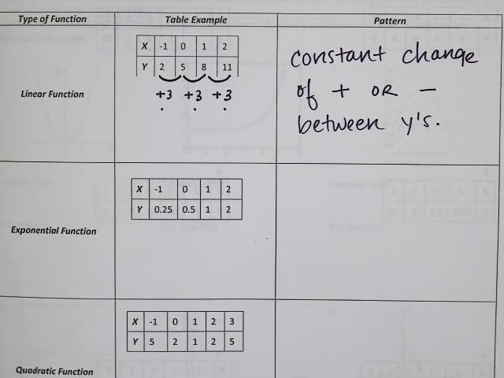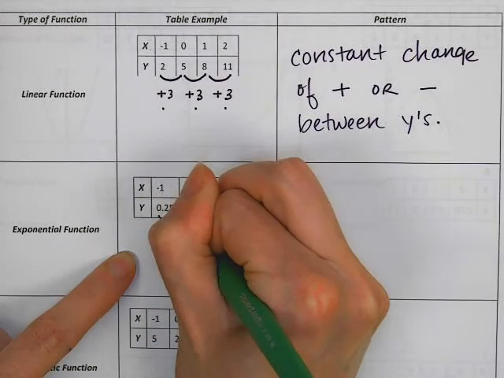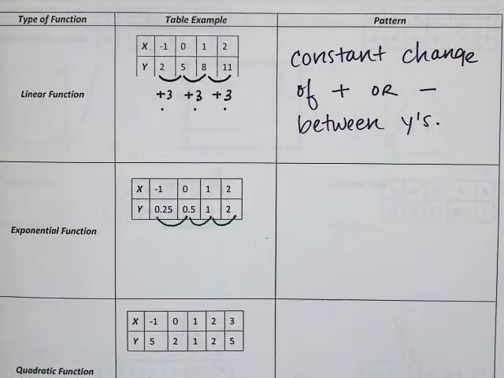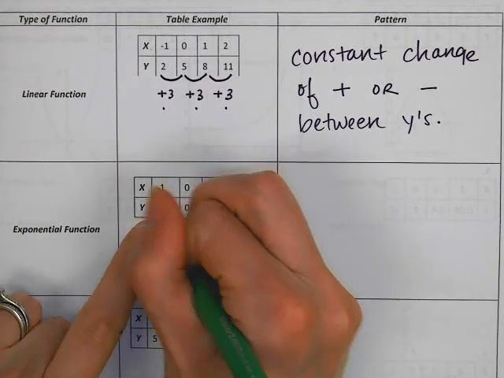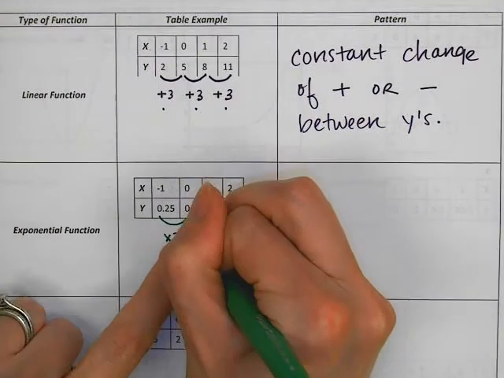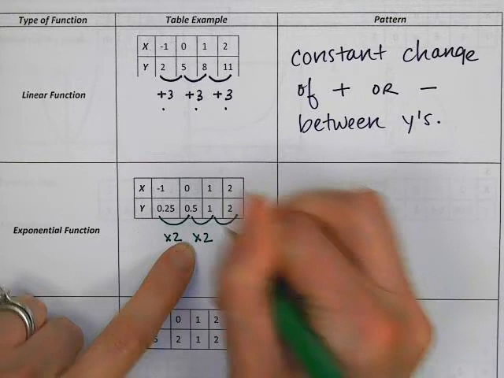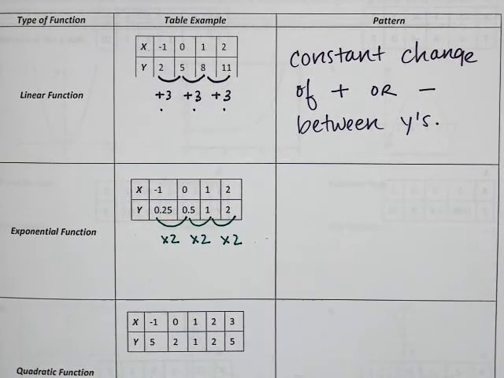All right, let's look at exponential. So let's look at the y's. How do you get from one y to the next? This one's a little bit harder to see. You're not adding or subtracting, so maybe we're multiplying by something. 0.25 times 2 is 0.5, and 0.5 times 2 is 1, and 1 times 2 is 2. Okay, so this one we're multiplying by 2 each time.